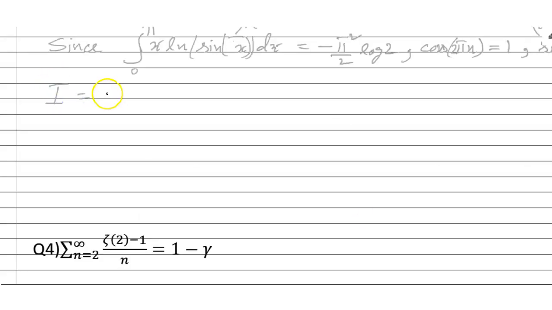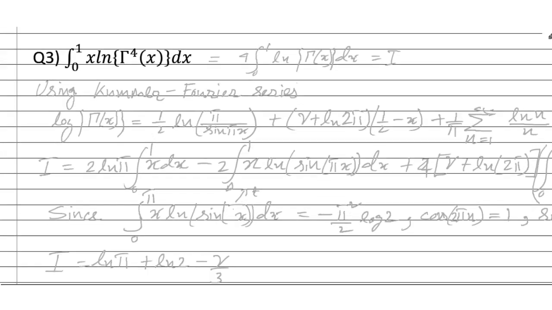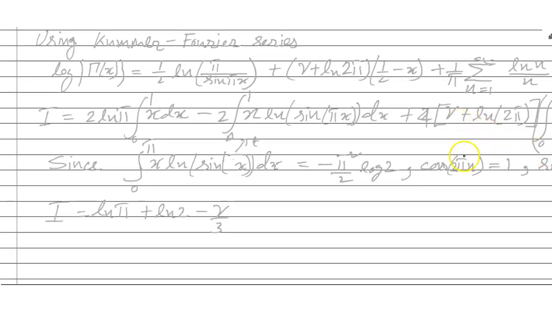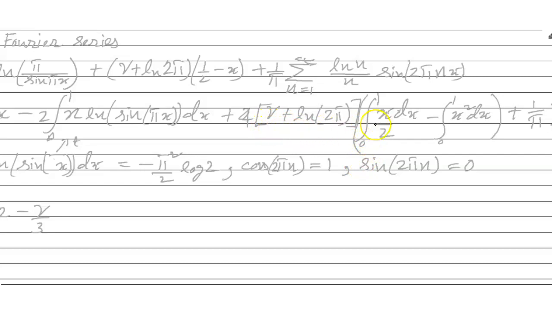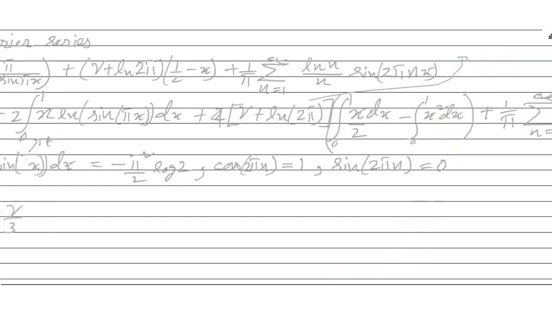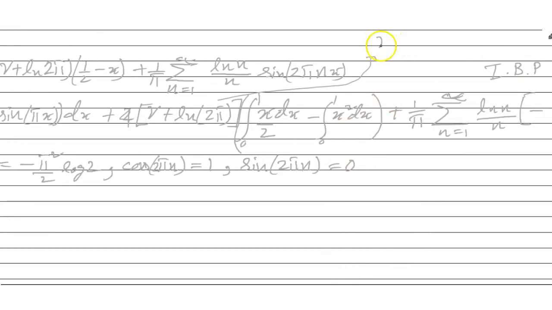So I can be written ln pi plus ln 2 minus gamma by 3, because this portion I need to explain, that it can be written gamma plus ln 2 pi, and it is 1 by 3, sorry, not 1 by 3, it is 1.